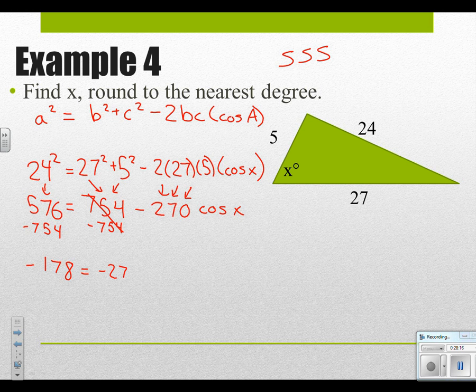Negative 270 cosine of x. How am I going to get rid of that negative 270? What's that doing in this? Multiply. So to get rid of it, I need to divide. And if I divide the right, I need to divide the left, so 178 divided by 270. Well, it's a negative over a negative, so positive.